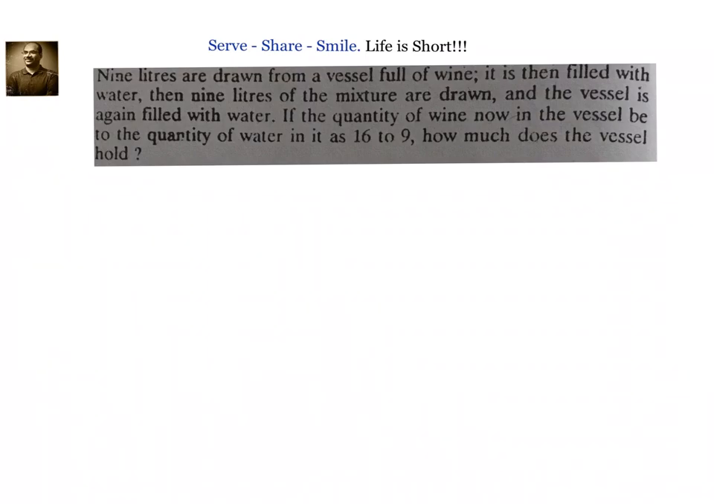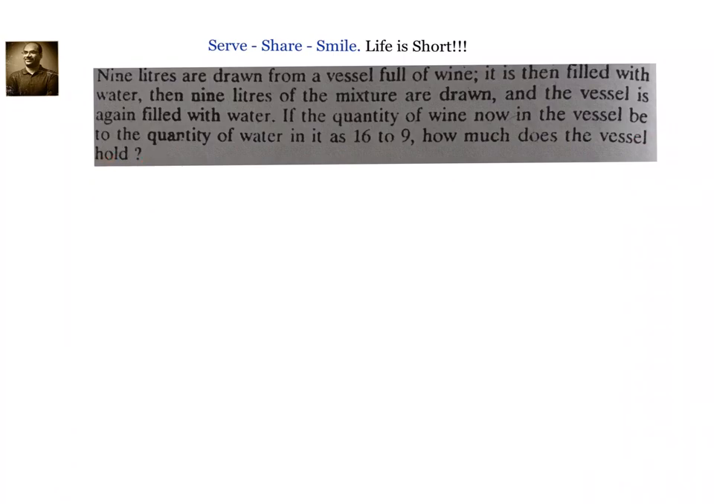Let us look at this problem related to algebra proportions. 9 liters are drawn from a vessel full of wine. It is then filled with water. Then 9 liters of the mixture are drawn and the vessel is again filled with water. If the quantity of wine now in the vessel be to the quantity of water in it as 16 to 9, how much does the vessel hold?